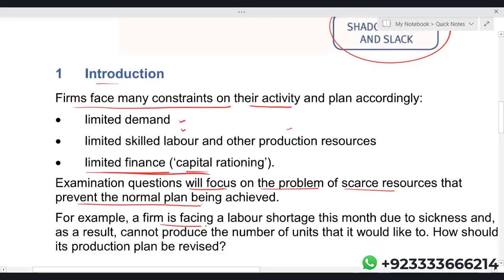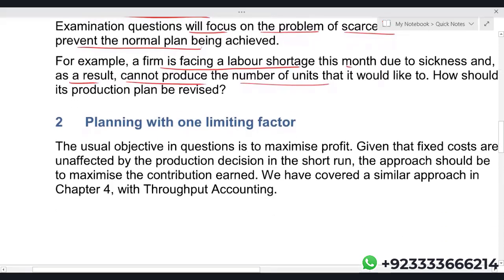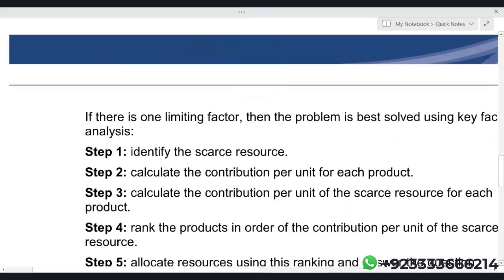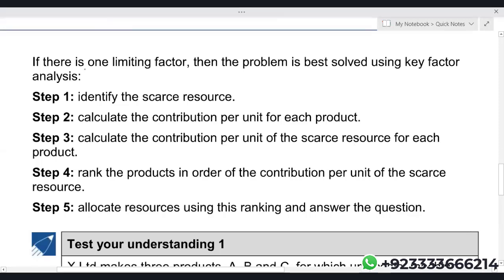Example: a firm facing a labor shortage this month due to sickness, and as a result cannot produce a number of units. It would be like, how should its production plan be revised? Planning the limiting factor. Now, this is important. If there is one limiting factor, then the problem is best solved using key factor analysis. Step one is to identify the scarce resources, meaning identify the limiting factor.